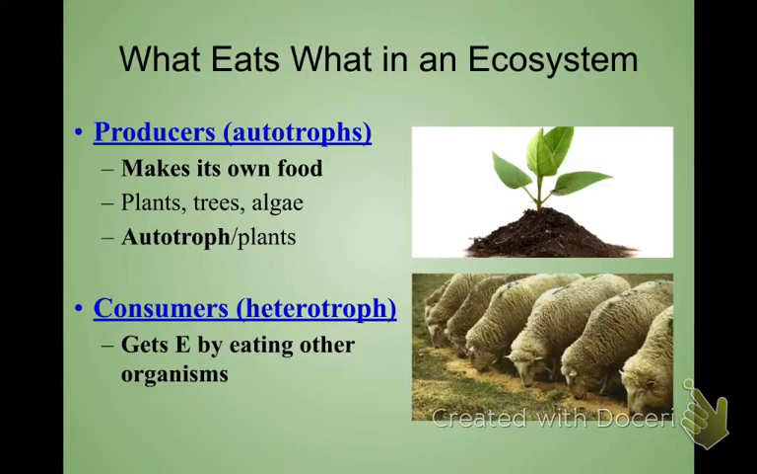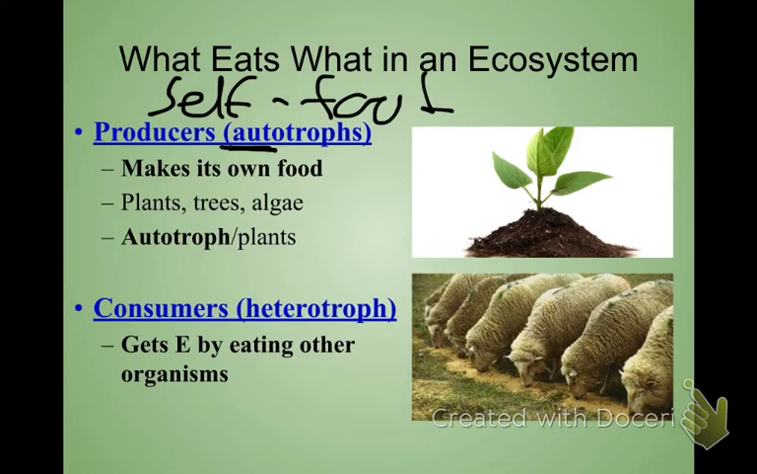Now, what can do that is something called a producer. Producers produce their own food. They're also called autotrophs. Now, auto means self, and troph means food. So when you look at an autotroph, you're looking at self-made food. So you need to know, this is really just vocabulary, and the best way to study this would be to do flashcards. But a producer is the same thing as an autotroph.